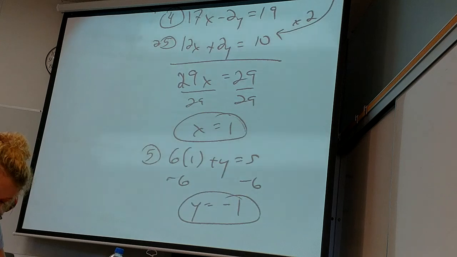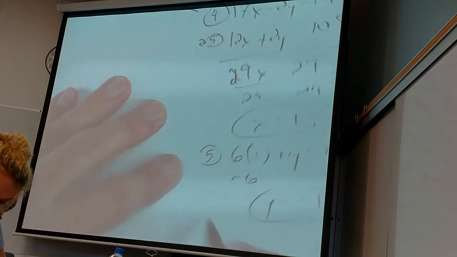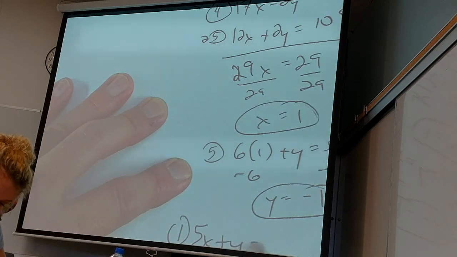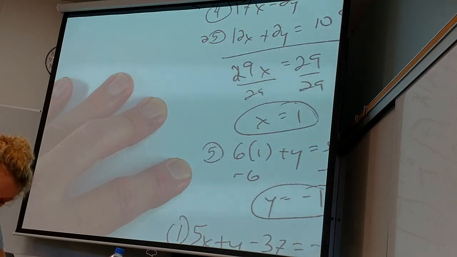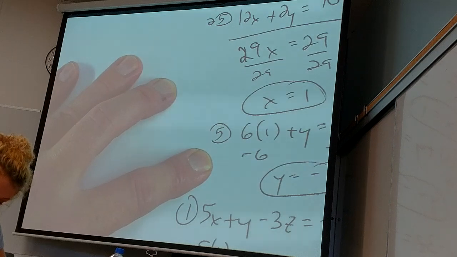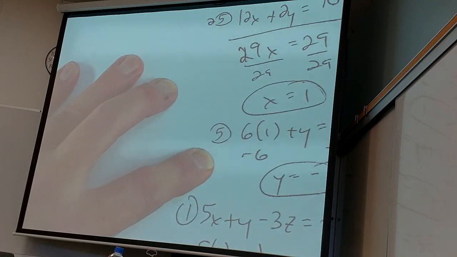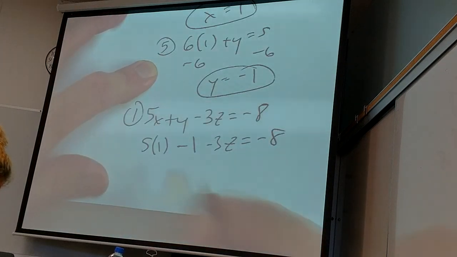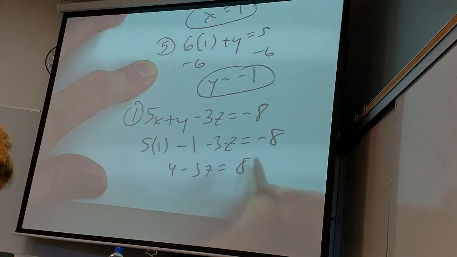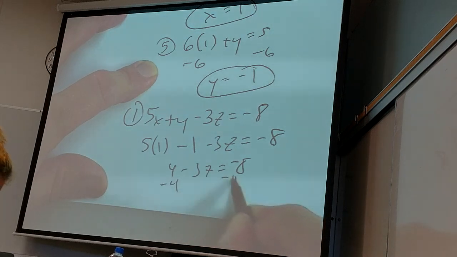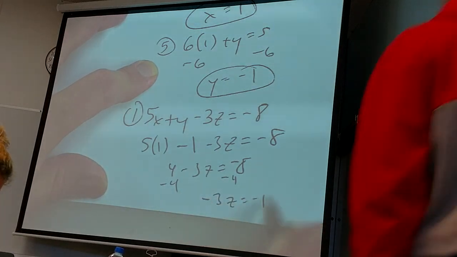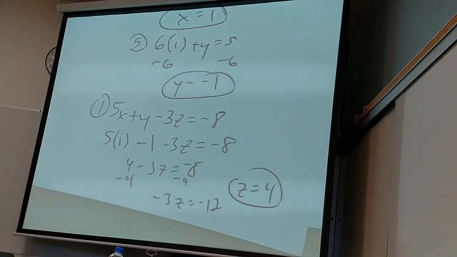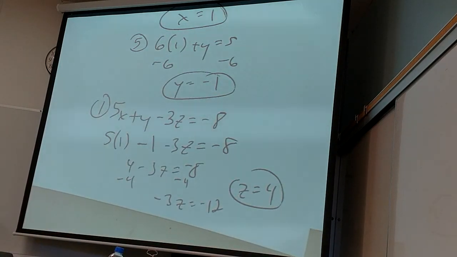And then if I use the first equation again, the first equation on the original was 5x plus y minus 3z equals negative 8. If I plug in a 1 for x and a negative 1 for y, I get 4 minus 3z equals negative 8. Subtract 4, I get negative 3z equals negative 12, divide by negative 3, z is 4, which is the same z we got earlier. Whew.